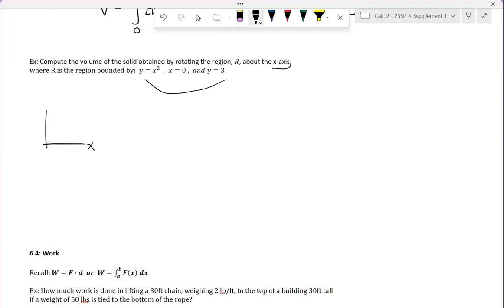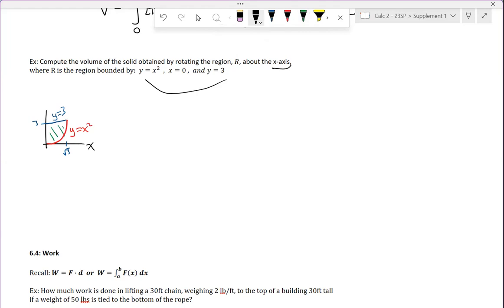I'll try to stick to a similar color scheme as above. So we have y equals x squared. We have y equals 3 up at the top here. I note that the x coordinate of this point of intersection is going to be √3. And x equals 0, the y-axis, giving us this region. And it's being rotated about the x-axis.